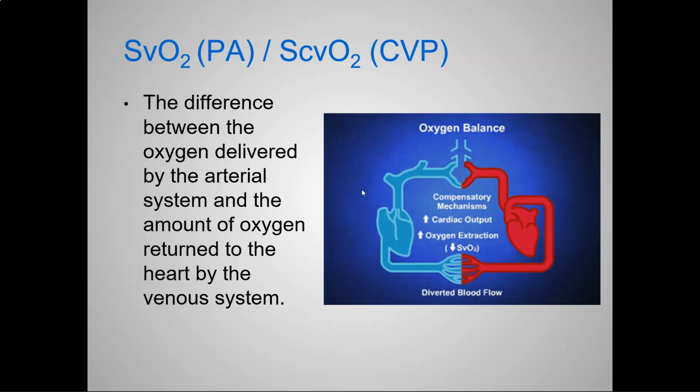So when we talk about the SpO2, we're talking about consumption, oxygen demand versus oxygen consumption, the difference between oxygen delivered by the arterial system and the amount returned to the heart by the venous system. And this is where we get these mixed blood gases. We've talked about that too and their value and importance. I'm going to expand on them a little more here.